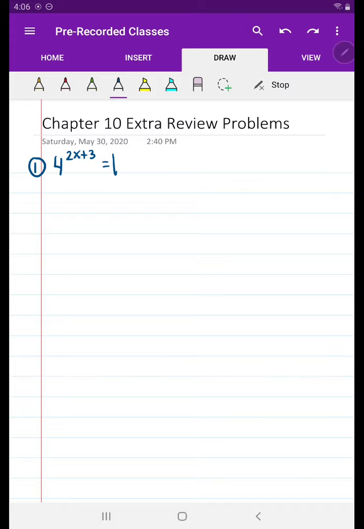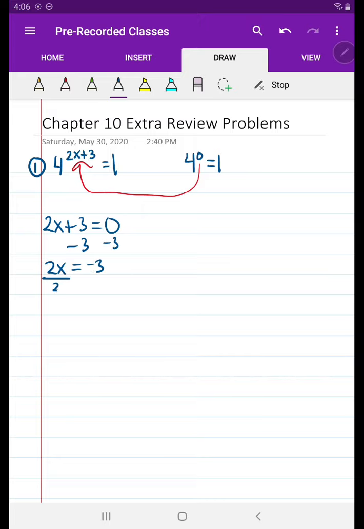So for number 1, there are a bunch of ways that you could do this problem. Probably the easiest way is if you remember the fact that anything raised to the 0 power is 1. So if you have 4 to the 0, that has to equal 1. So if you think about that, then this exponent of 0 has to equal this exponent of 2x plus 3. And so you could start this off by saying 2x plus 3 is 0 and solving that. So you get 2x is negative 3, divide everything by 2, and x is negative 3/2. So that's one way you could do it.